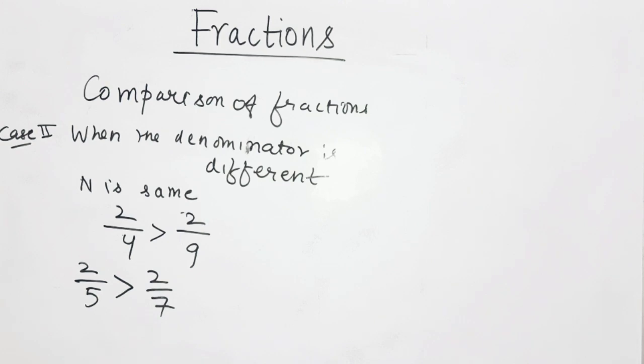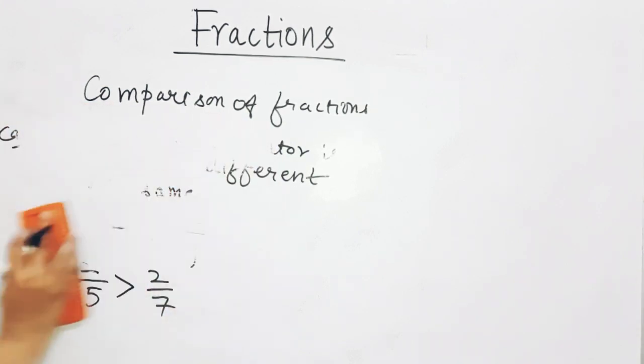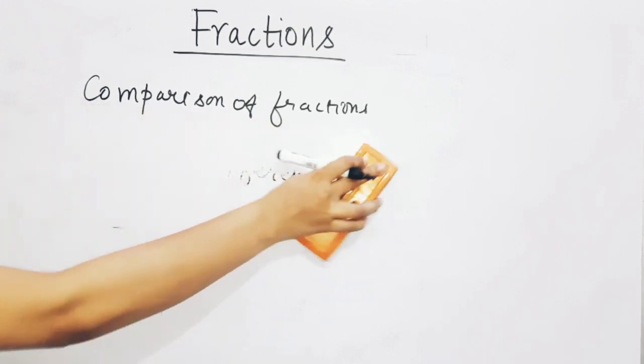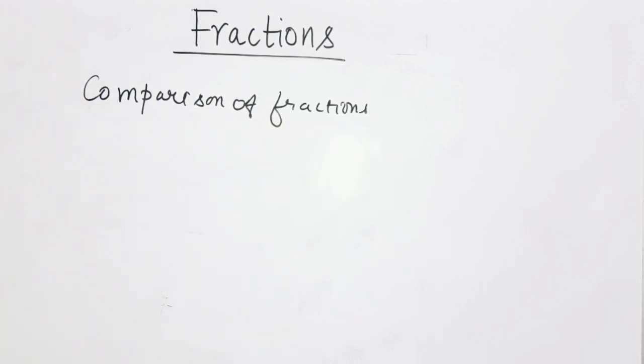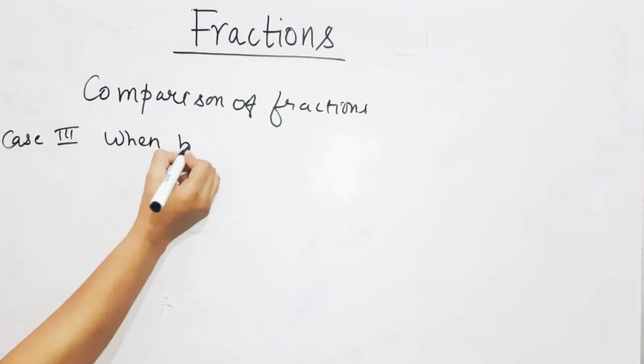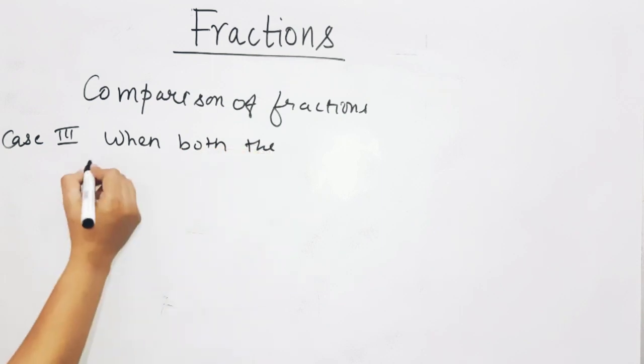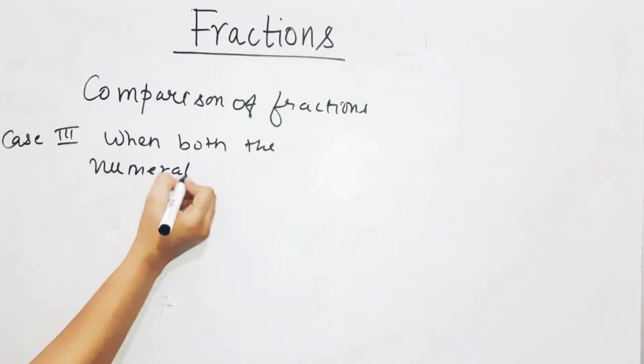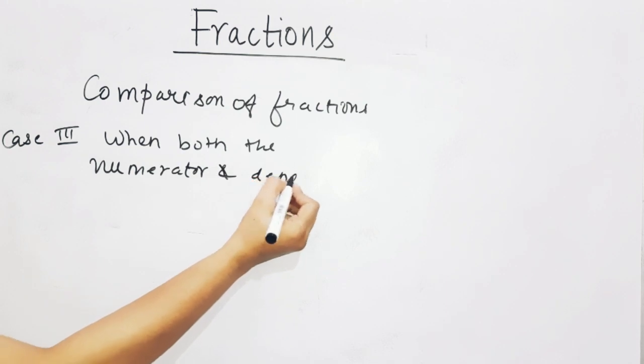Right? अब हम बात करते हैं coming to the third case where the numerator is also different and the denominator is also different. Nothing is same now. Then how will we compare the fractions? So please pay attention students, I am going to explain you about that also. So this is case 3, when both the numerator and denominators are different.